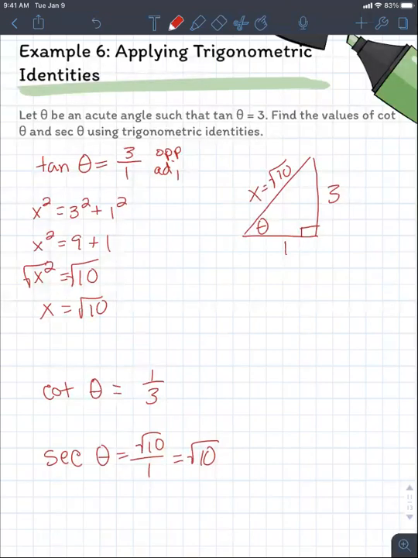One more example. Are you ready for it? It's pretty quick. All right. I don't see anyone still writing, so I'm going to move on.